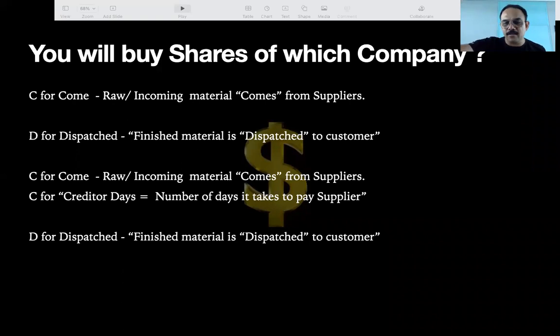D is... okay. So D is for dispatch. The final good is given to the customer. It is dispatched to the customer. D is for the dispatch.